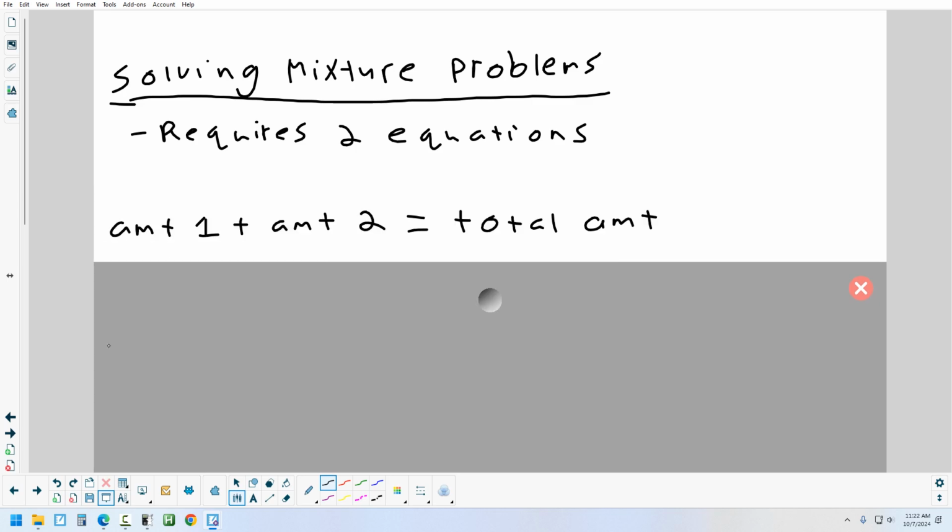So one equation that you need to set up is for the total amount. We don't know how much of the 70%, we don't know how much of the 90%, but we know added together, it's going to be a total of 10 gallons. Okay?